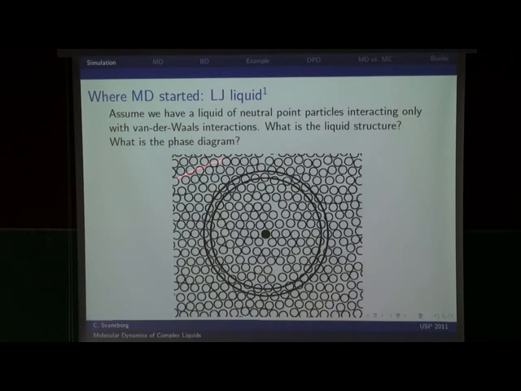We also want to know, if I have a liquid, what is the phase diagram of this liquid? How is this related to the molecular interactions of these particles? So this is where it started.